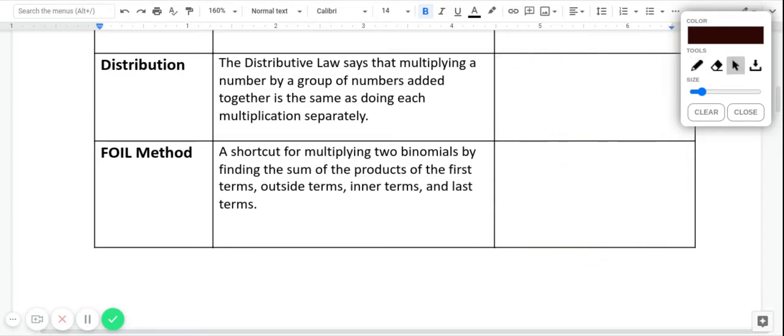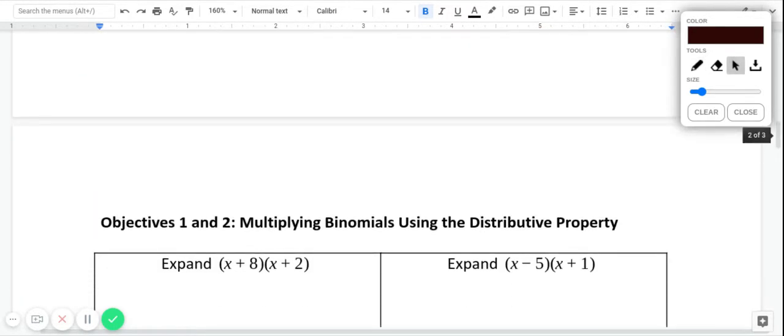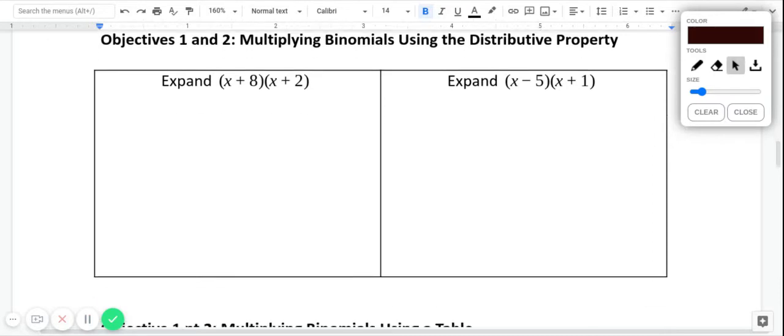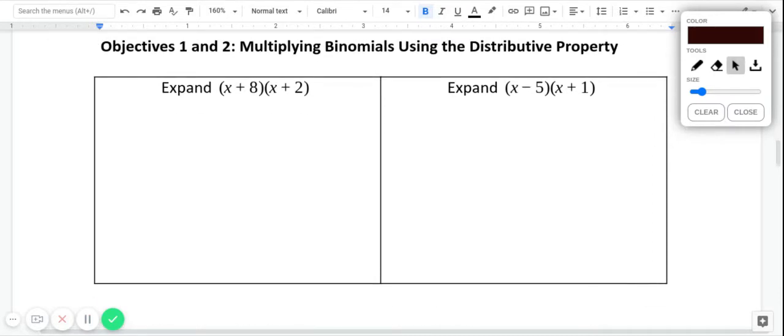So let's keep going. We'll apply this. So objectives 1 and 2, we're going to multiply binomials using the distributive property. So when we expand, that means we're going to multiply these two products out and get a polynomial as an answer, instead of two different polynomials being multiplied together. So, using the distributive property, this means I can take x times this whole thing and 8 times this whole thing. And by whole thing, I mean this x plus 2 term.